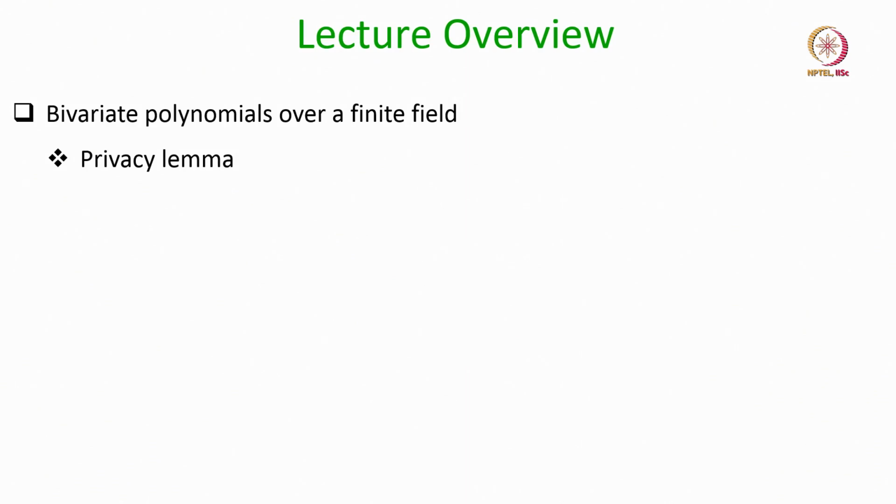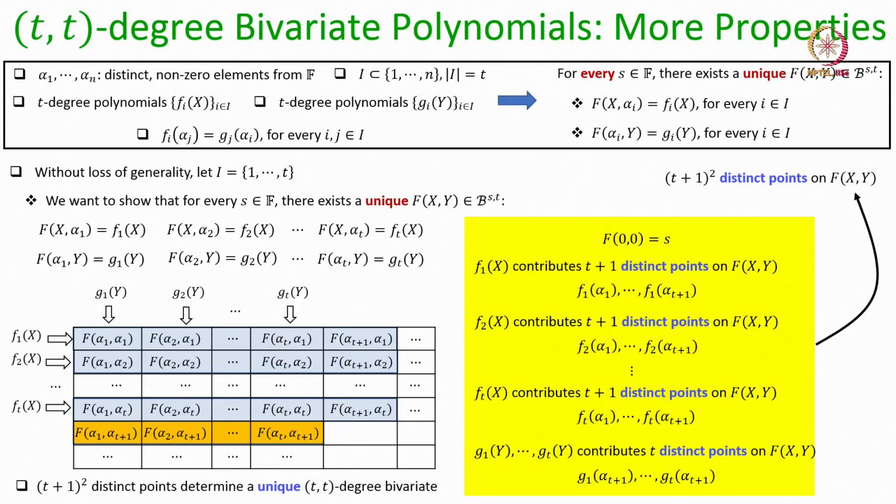So, in this lecture we will continue our discussion regarding bivariate polynomials over a finite field, and we will discuss an important lemma which we call the privacy lemma, and which will be used later when we design verifiable secret sharing schemes based on bivariate polynomials.